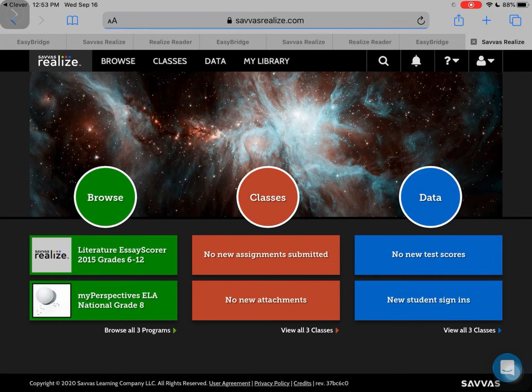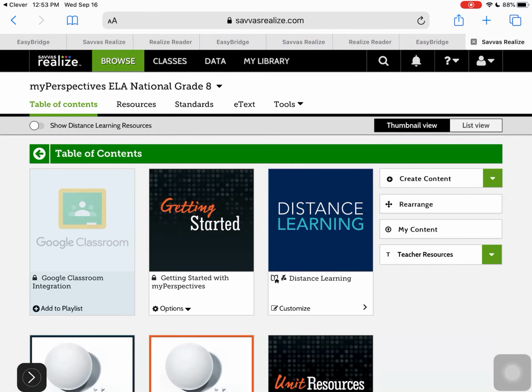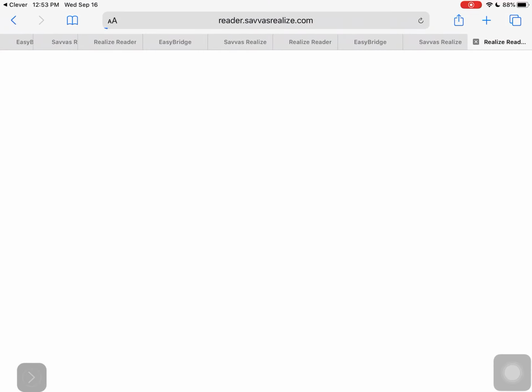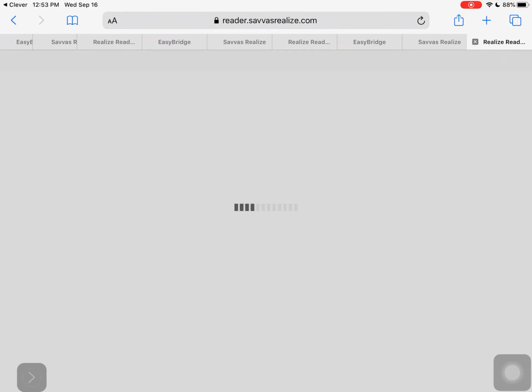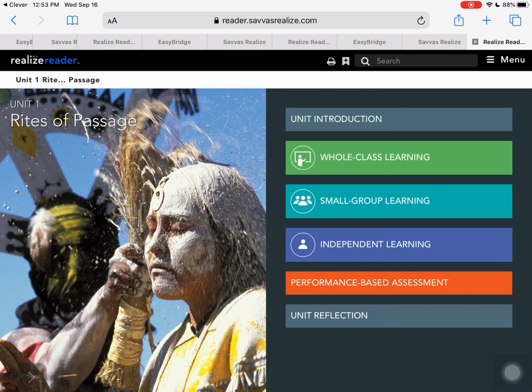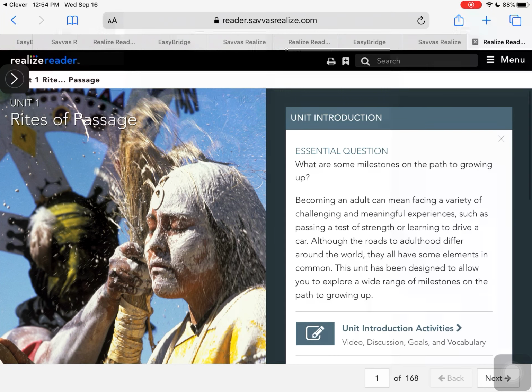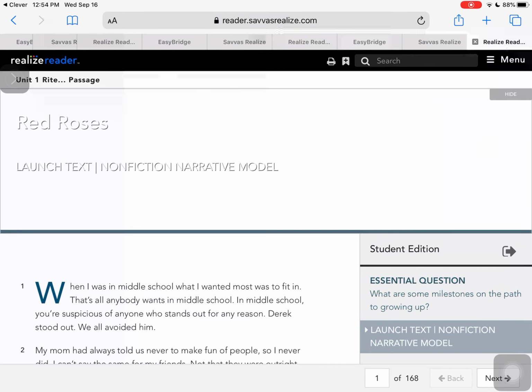Going to open up my Savvas. I'm going to go into My Perspectives right here. I'm going to go here to My Perspectives, open it up. Yours looks different than mine. Yours, I think, will have the little student edition pop up. You want to open up the ball one. Looks like that. And then you're going to go to Unit Introduction right here. And we're going to scroll down till we get to Red Roses.